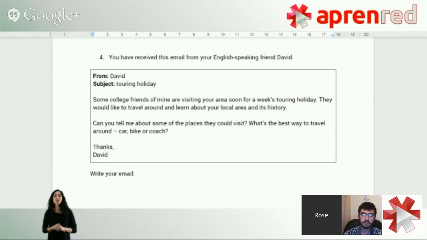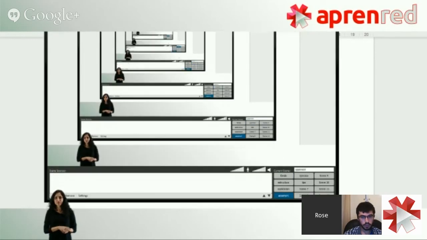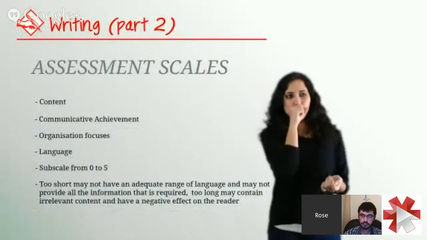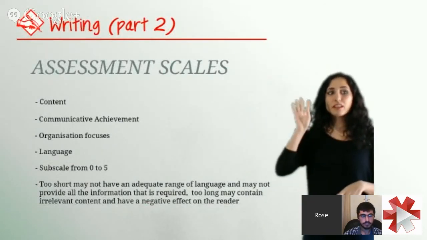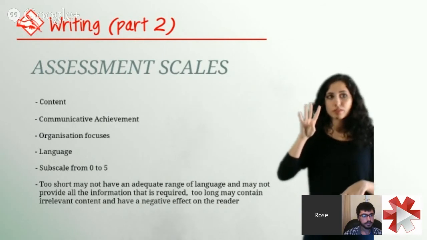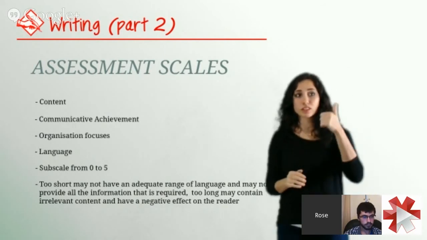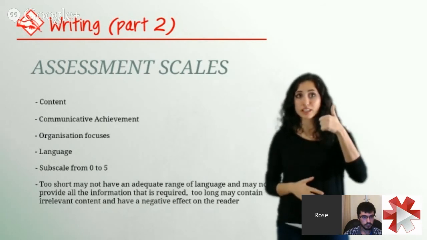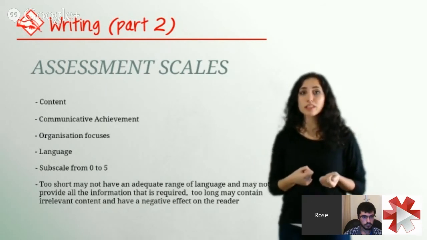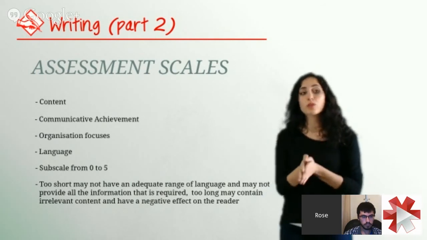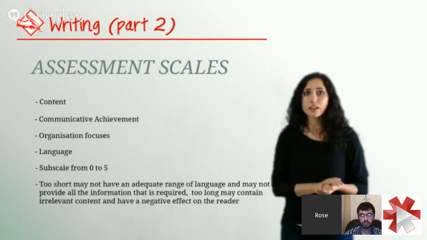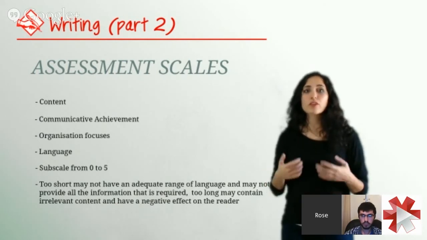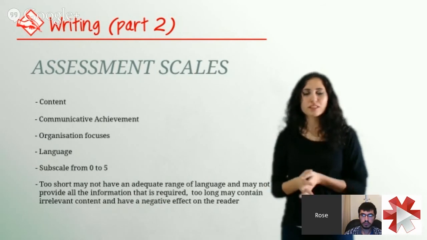Okay, now I'm going to explain to you how they correct these exams. How do they correct the exam? It's divided in 4 different parts. First one, content. The content of your writing focuses on how well the candidate has fulfilled the task you were supposed to. Did you answer the questions they were asking you to answer? In other words, have you done what they've asked you to do, which is exactly that.